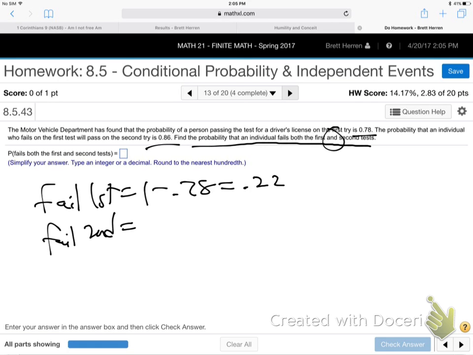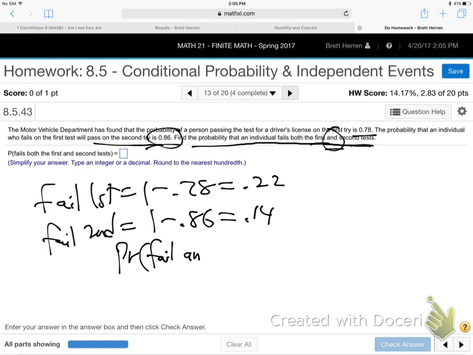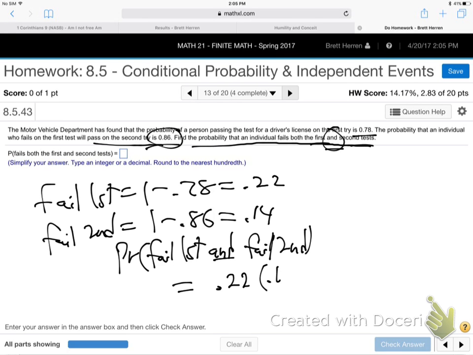14%. Pass the second is 0.86, so 1 minus 0.86, 0.14. That makes sense? So there's a chance fail the first, fail the second. So what's the chance fails first and second? Fail first and fail second is going to be 0.22 times 0.14.